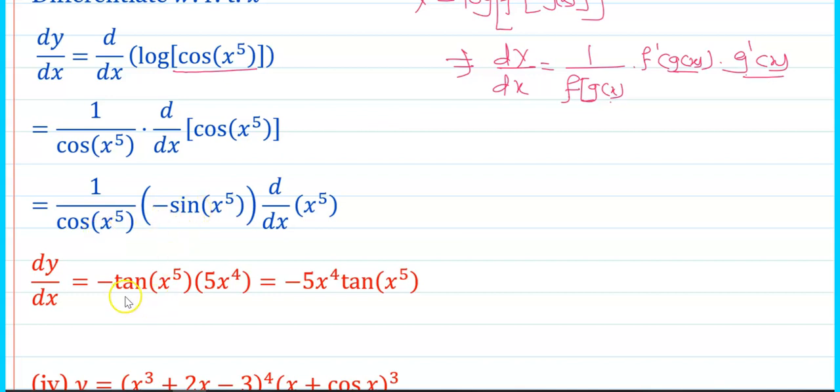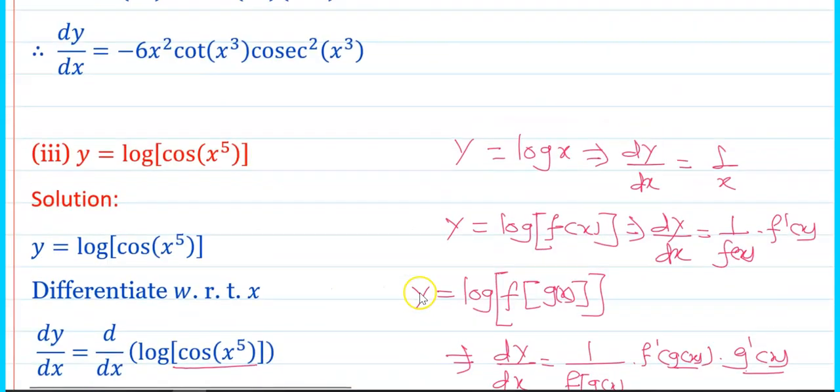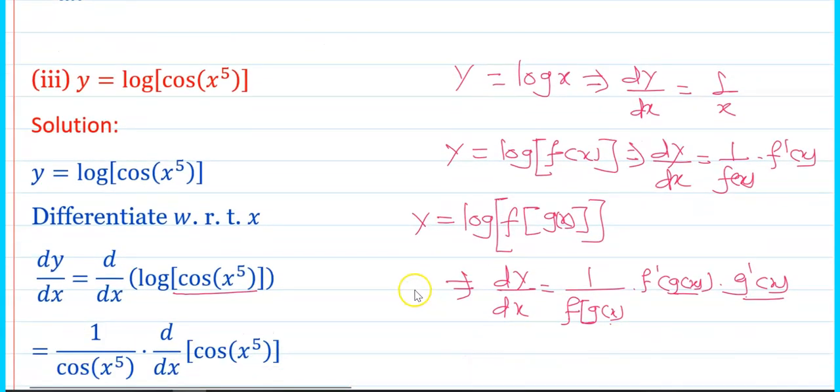त्याचं काय तयार होणार? tan of x raised to 5. Derivative of x raised to 5, 5x raised to 4. And overall, you will get dy by dx is equal to minus 5x raised to 4 tan of x raised to 5. And hence the answer. पुन्हा तुम्ही इथे बघू शकता.